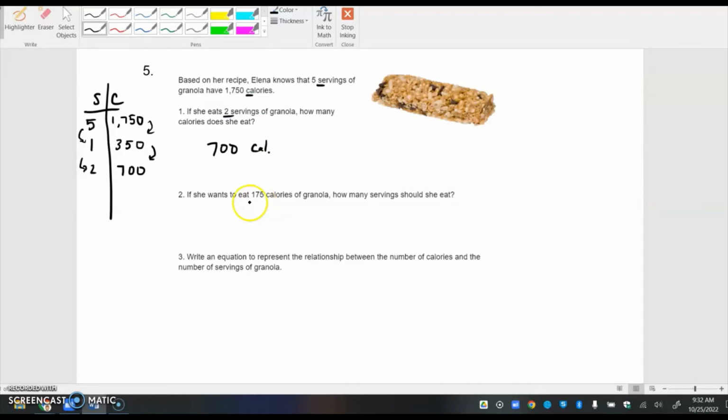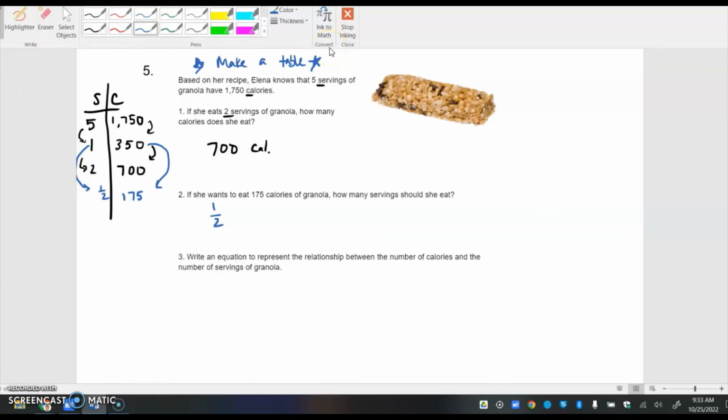Number 2 says if she wants to eat 175 calories, how many servings does she eat? All right, so now I can see a relationship there. To go from 350 to 175, you're just halving that. So what's half of 1? Well, easy, that's a half. Okay, so really, making these tables can really be helpful. I'm going to write that down here. Might be helpful for you to do on a test too.